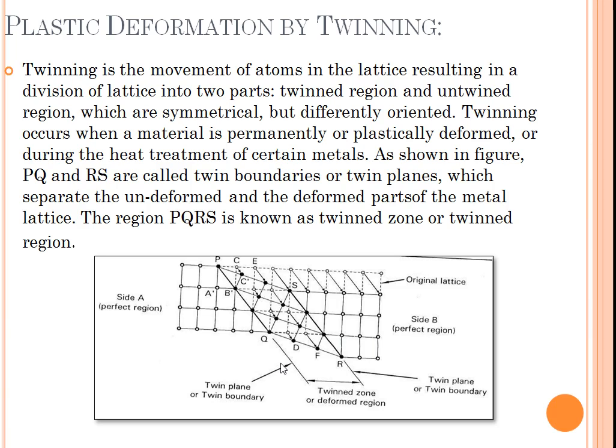If you take plastic deformation by twinning, you can see the existing plane of atoms shown in dotted form. When you apply load on the surface, the atoms from one plane get shifted to a new plane. At last, the original lattice position goes to the new position. Side A is the perfect region, and side B is the new position, forming the twin zone or deformed zone. Like this, plastic deformation by twinning occurs.